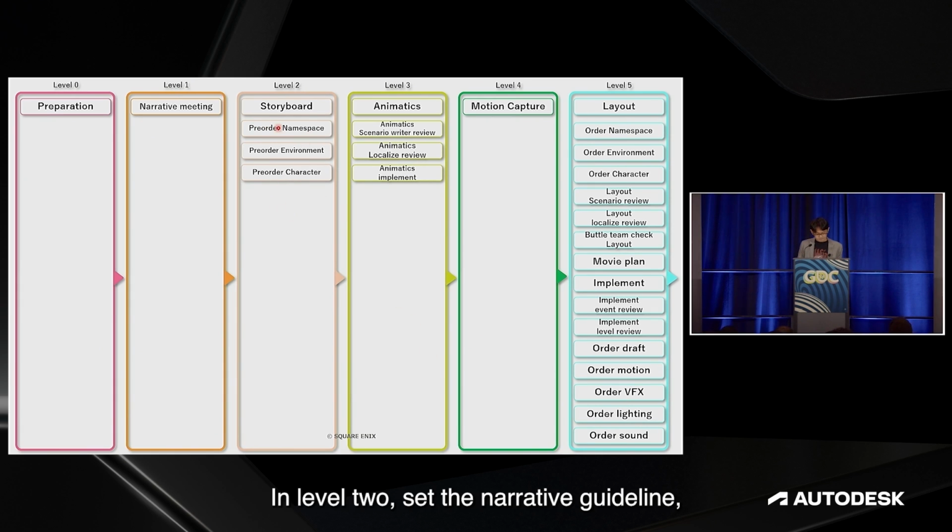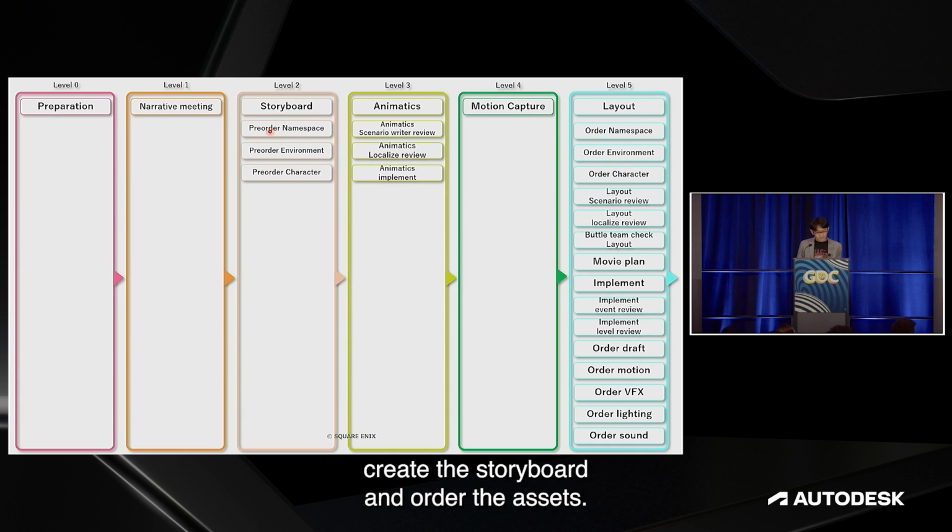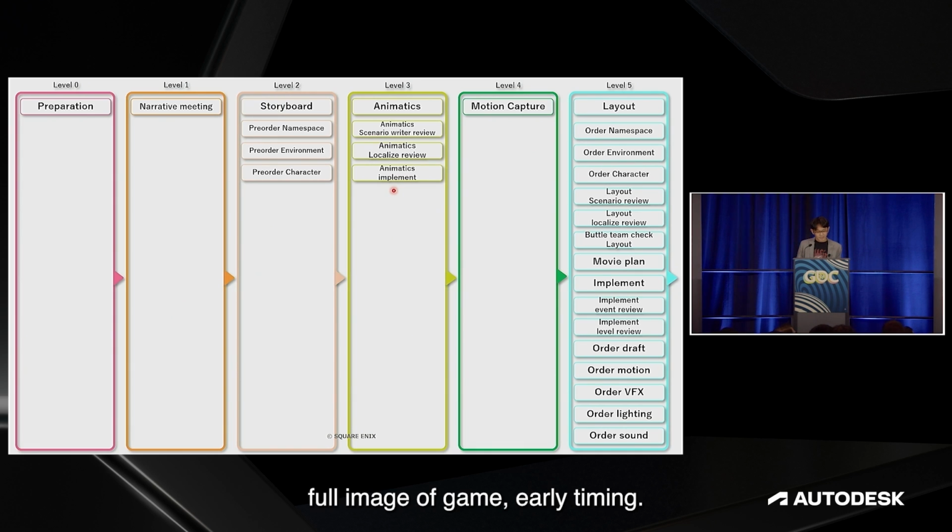In level 2, set the narrative guideline, create the storyboard, and order the assets. In level 3, decide on the staging and cameras in the animatics part, and check each scenario with the localization team. Temporary implementation is also done here, so that the director and other people can understand the full image of the game at an early timing. Then prepare for motion capture. In level 4, motion capture is done here.